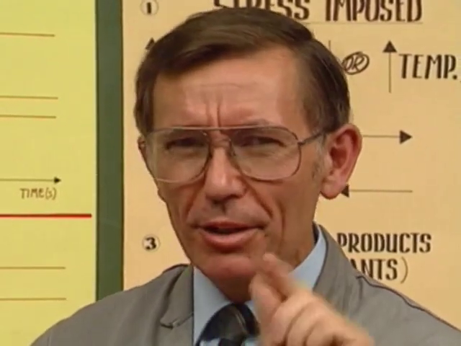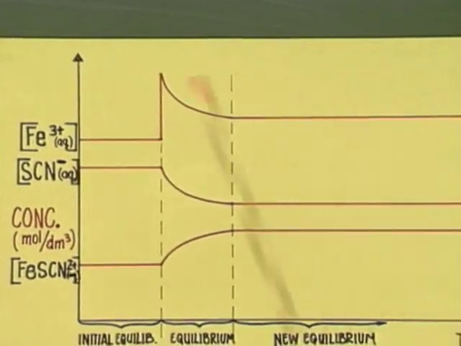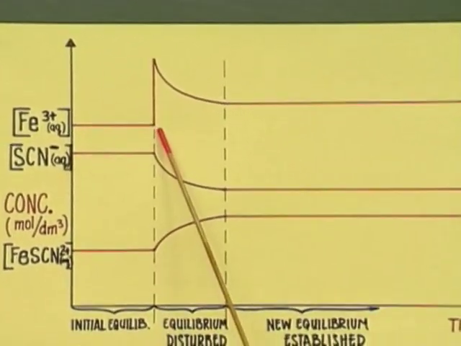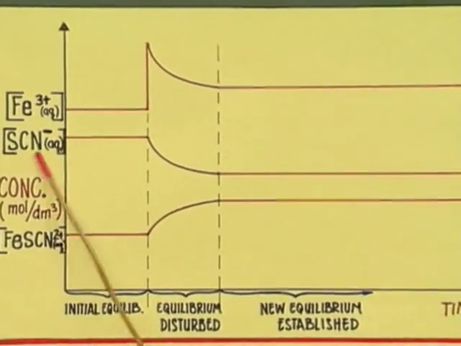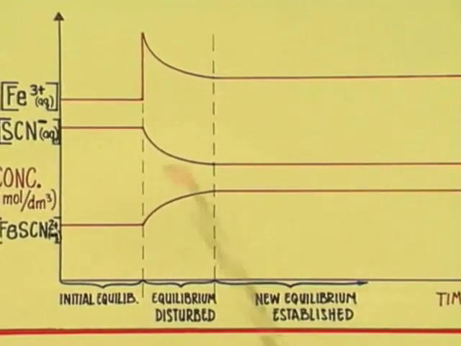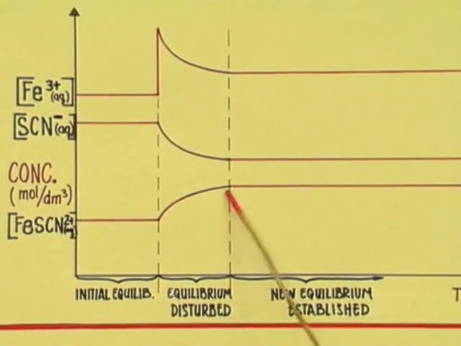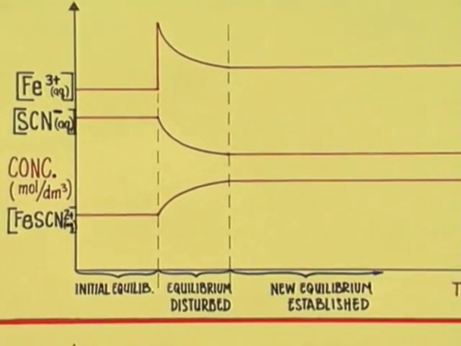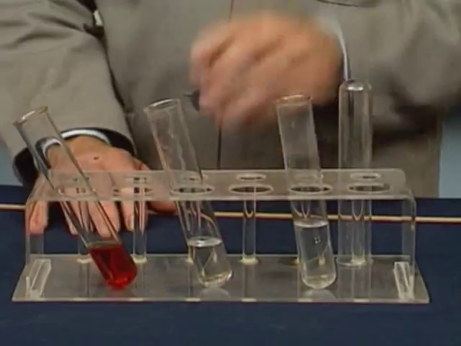But the concentration of iron 3 ions will be higher than before the equilibrium was disturbed, while the concentration of thiocyanate ions will be less, and the concentration of the products will be more than before the equilibrium was disturbed. Adding a concentrated solution of potassium thiocyanate has exactly the same effect as adding a concentrated solution of iron 3 chloride. Let me show you.